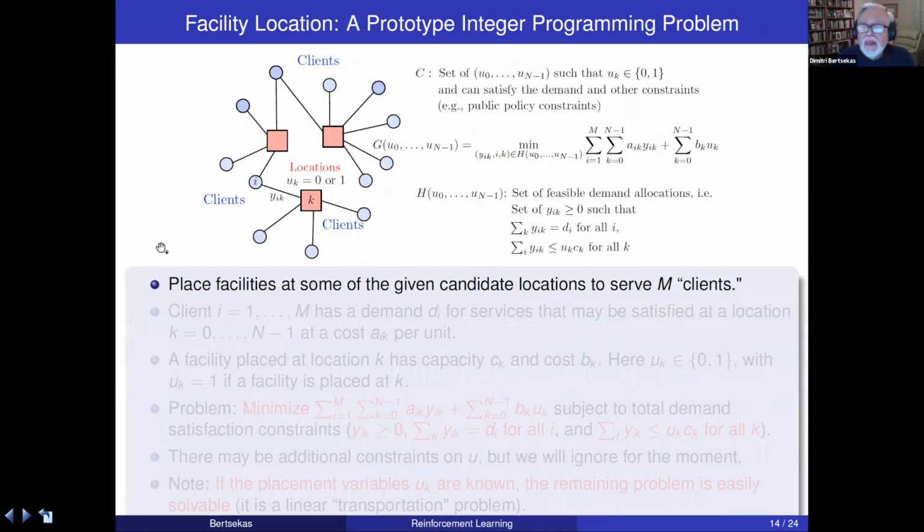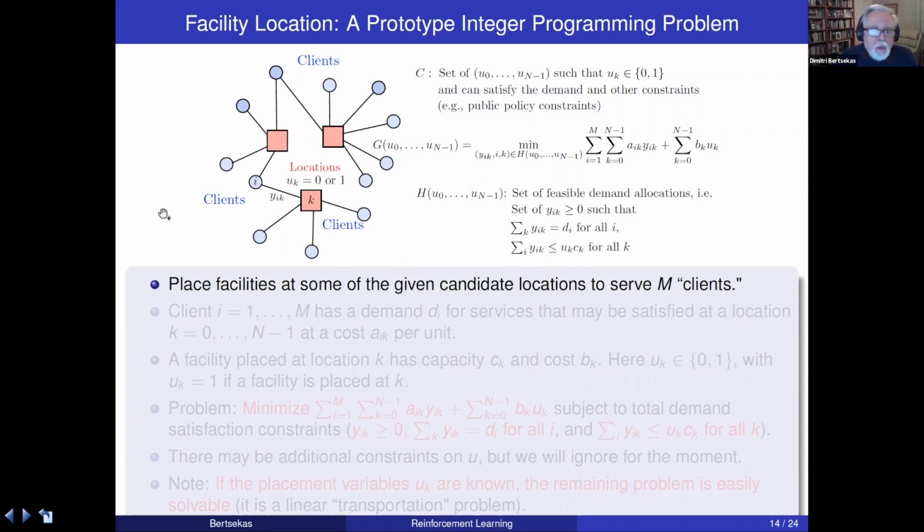So now let me go to an example. This is an integer programming problem. It's one of the classical ones. It's called the facility location problem. And I'm going to go slowly. There's a lot of formulas here. So you can ask questions if something seems to be unclear.